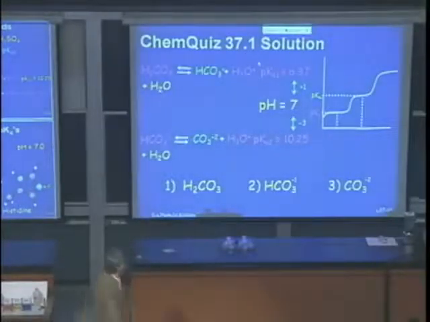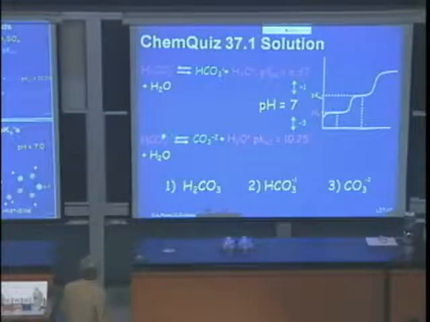All right, so we have here the one where we have H2CO3 plus water gives HCO3 minus plus H3O plus, pKa 6.37. Now I wrote it correctly. You see that? We have pH 7, okay? So we are on this side more, okay?